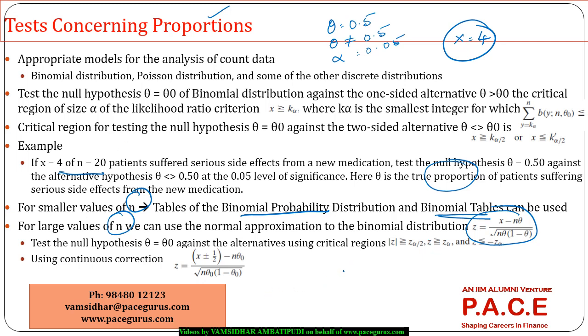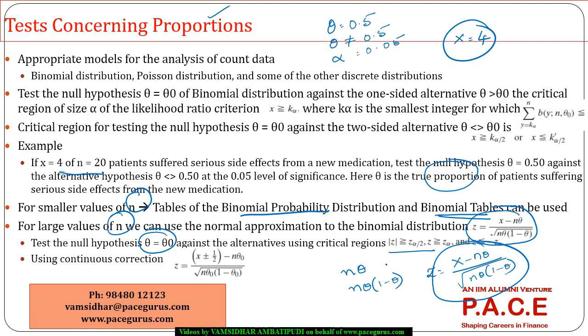We know that the binomial distribution has a mean of n theta and a variance of n theta into 1 minus theta. The same logic I can put into my formula as well. Z is x minus mu by sigma, wherein I can take x minus mu divided by square root of n theta into 1 minus theta. So this follows a standard normal distribution, which means the mean is 0, variance is 1. So I can very well test the null hypothesis of theta equal to theta naught against the alternatives going with this normal distribution kind of an approximation.